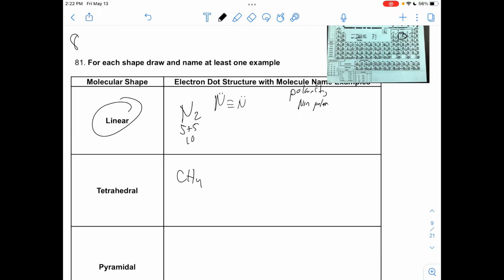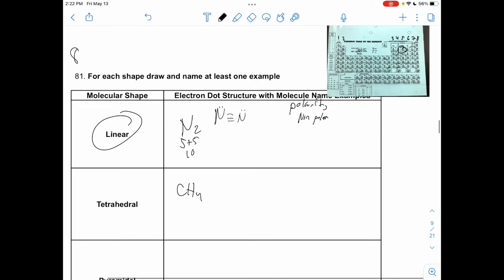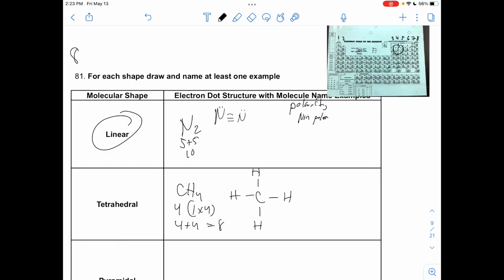Okay, for tetrahedral, a good example is CH4. Again, I'm gonna count how many valence electrons. So carbon has 4 valence electrons. Okay, carbon is right here for your reference. Hydrogen has 1 valence electron. So 4 plus 4 should have 8 valence electrons. So I'm gonna bond carbon, bond everything to carbon. Remember, hydrogen only has a bond. You don't need to fill it up with lone pairs. Then I'm gonna count 2, 4, 6, 8. 8 electrons. So it matches this number, so don't have to add double bonds.